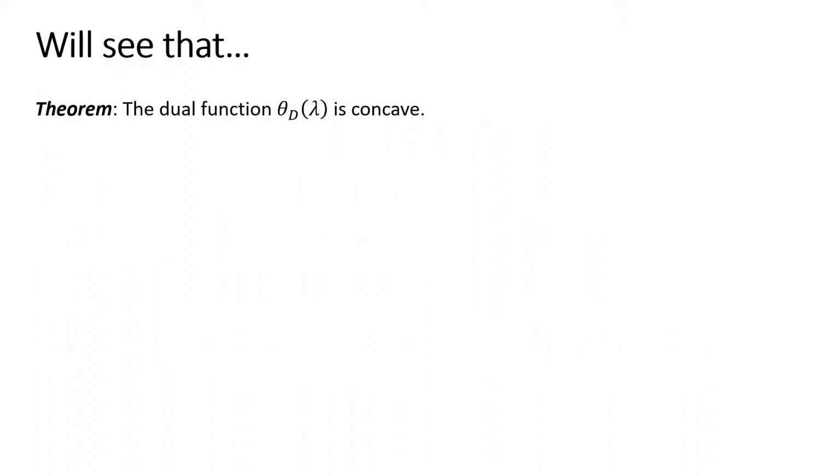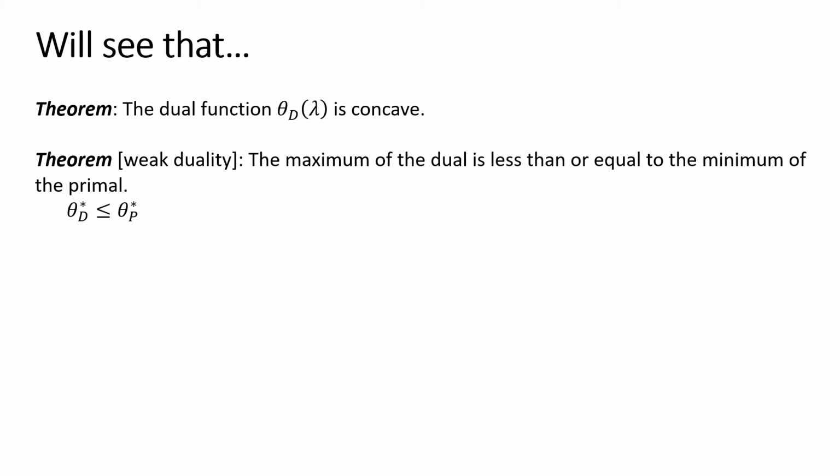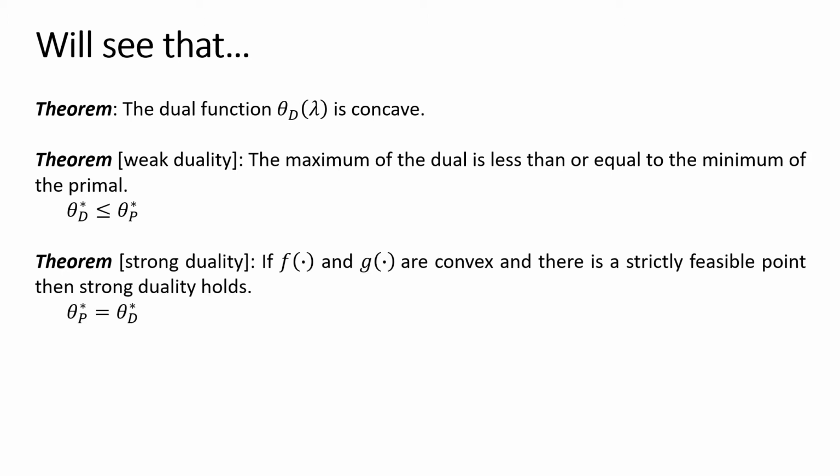Graphically, we will show that in our simple case, the dual function theta d of lambda is concave. And we'll see weak duality holding: the maximum of the dual is less than or equal to the minimum of the primal, that is, theta d star is less than or equal to theta p star. And then we shall see that when f and g are convex and there is a strictly feasible point, then strong duality holds: theta p star equals theta d star. These are the three things that we can see graphically.